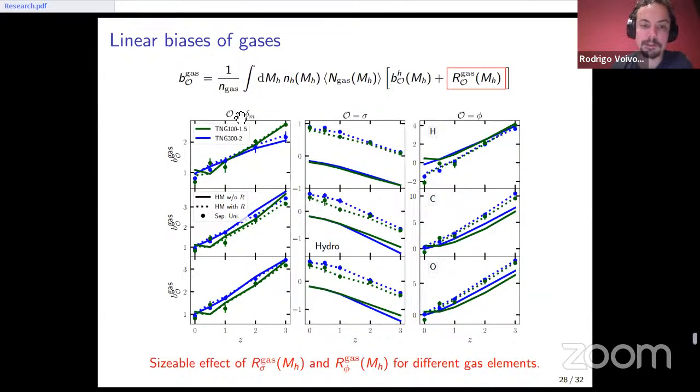And the same for the gas. For example, if you want to use, I don't know, the H1 to constrain PNG, you have to take into account the response of the H1 to perturbations in phi. Okay, so this is the main result of the paper.